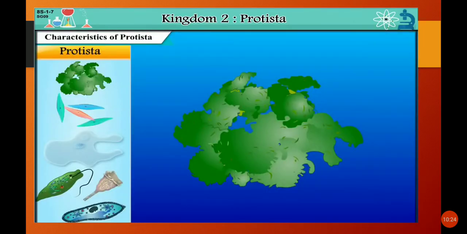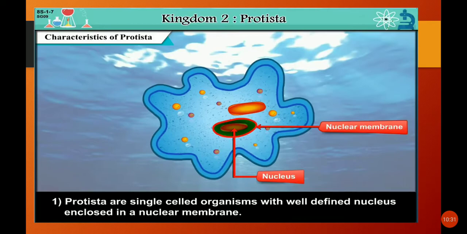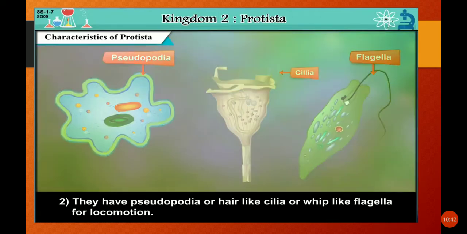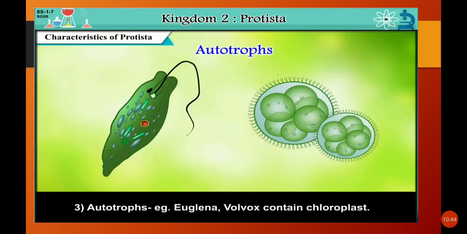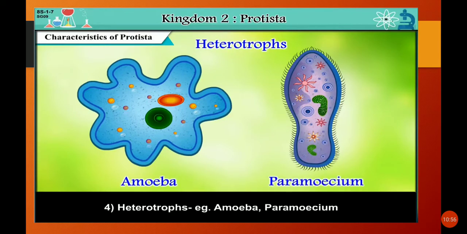Characteristics of Protista: 1. Protista are single-celled organisms with a well-defined nucleus enclosed in a nuclear membrane. 2. They have pseudopodia or hair-like cilia or whip-like flagella for locomotion. 3. Autotrophs, for example Euglena and Volvox, contain chloroplast. 4. Heterotrophs, for example amoeba and paramecium.